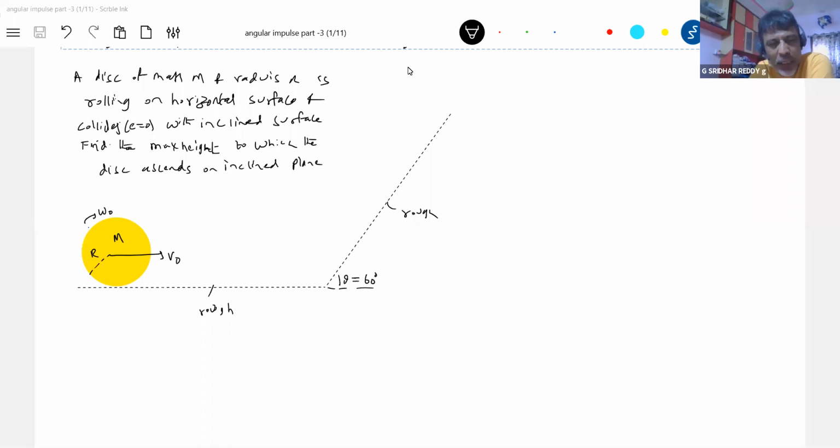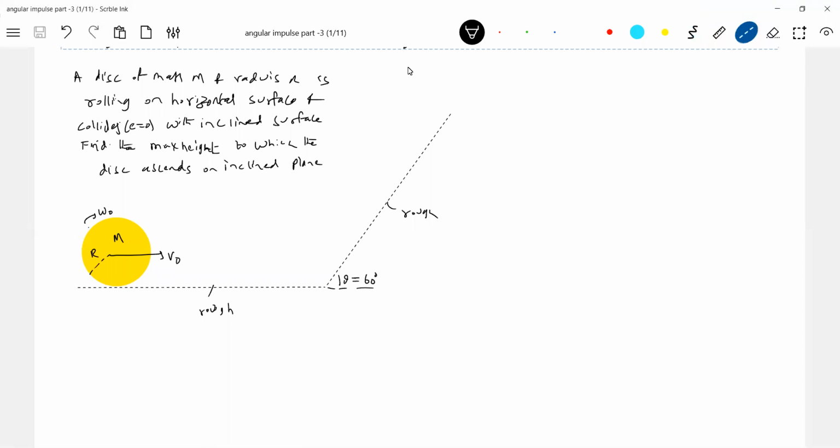With respect to disk, they're asking plenty of numericals, especially conservation of angular momentum. So let me focus today on that aspect. Now look at this one. A disk of mass m and radius r is rolling on a horizontal surface and collides with the inclined surface. Find the maximum height to which the disk ascends on the inclined plane. It'll collide, so to what maximum height will it ascend?